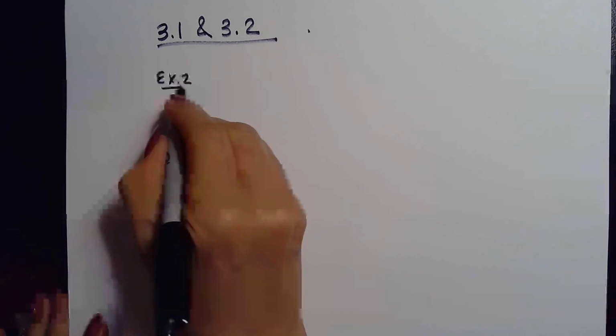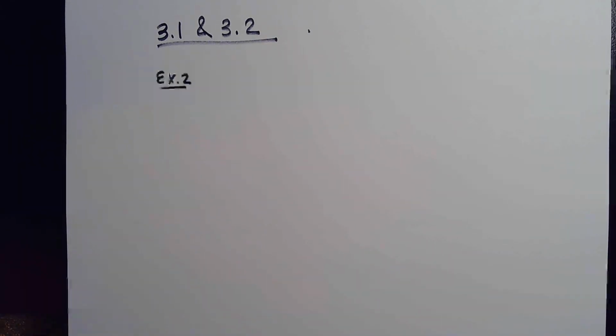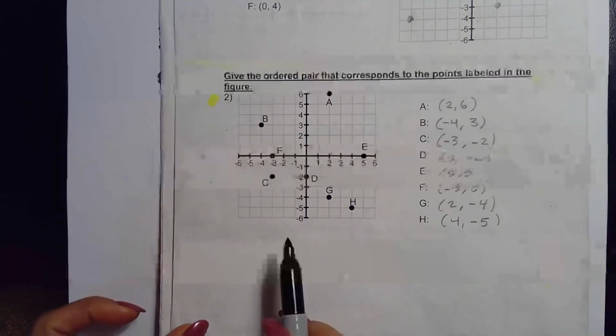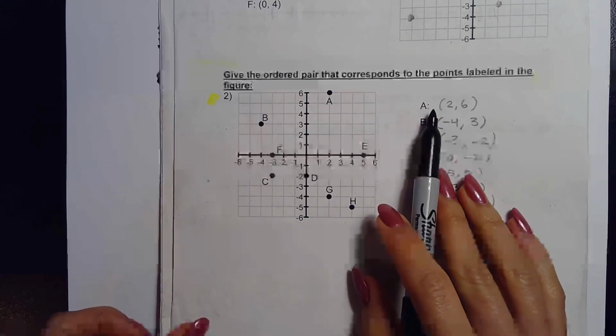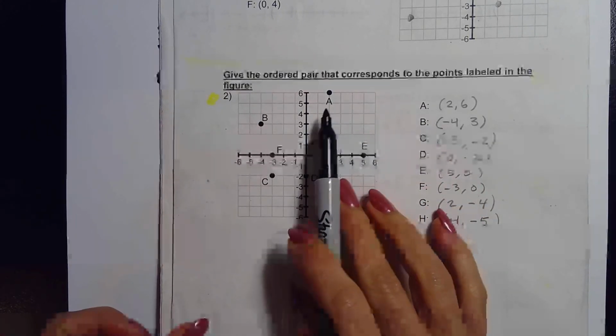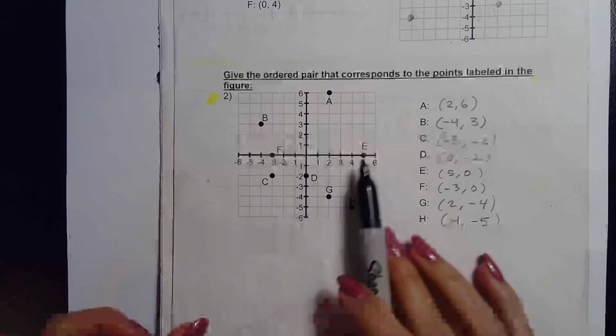Okay, so section 3.1, let's go ahead and do example 2. In example 2, we are given, so make sure you're looking at example 2. I'm going to show you on the screen here. This is the graph I'm looking at, and I'm going to be identifying the points, like for example point A, point B, point C, D, E, F, G, H.